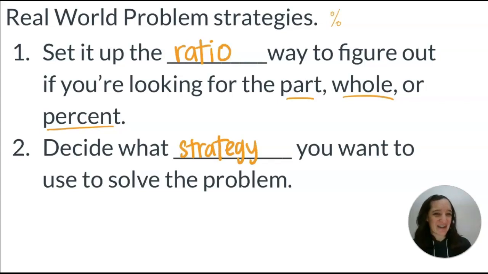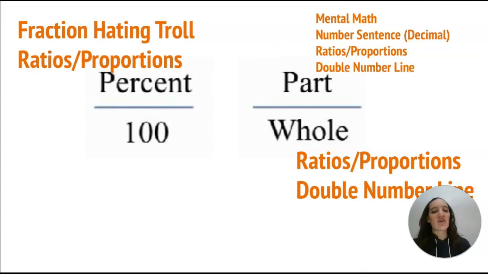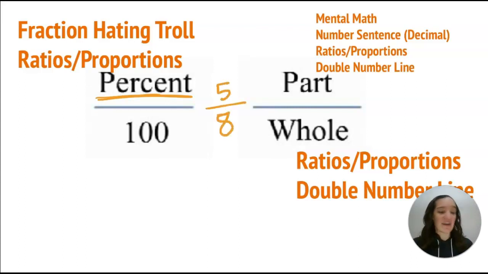What strategies am I talking about, you ask? Well, let's review what we've talked about this chapter. If we know the part and the whole, like 5/8, and we need to find the percent of 5/8, well, we can fraction it, or we can set it up the ratio way, right?